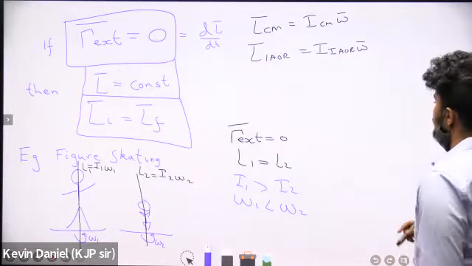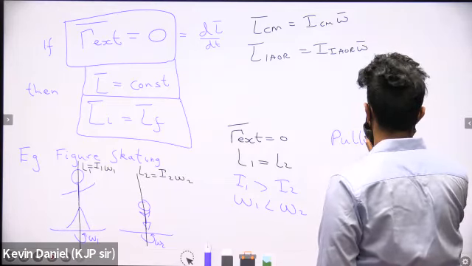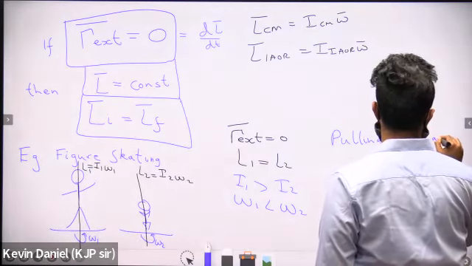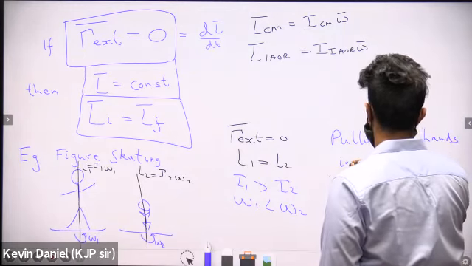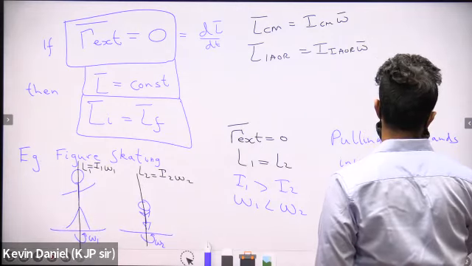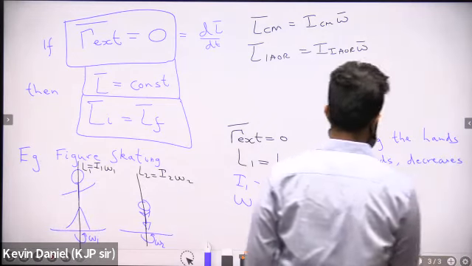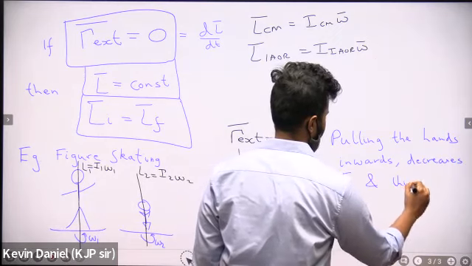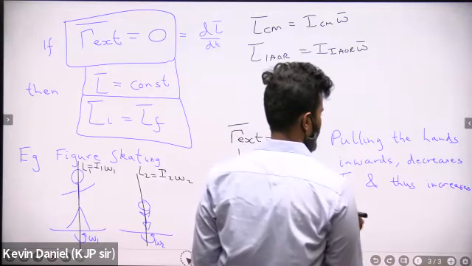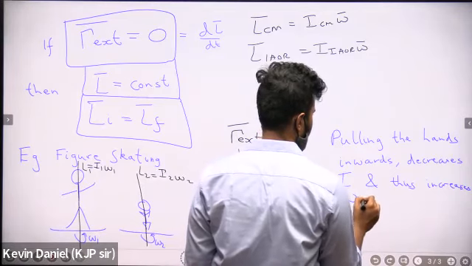So I'll just write a phrase like, pulling the hands inwards decreases the moment of inertia. If he's decreasing his radius or moment of inertia, that means linear velocity will also decrease because he's decreasing the radius, right? And thus increases omega.